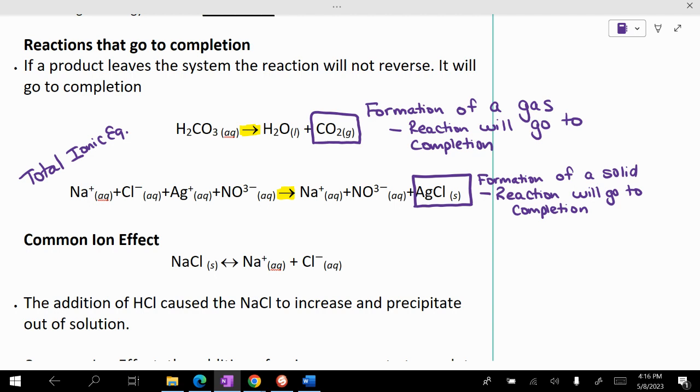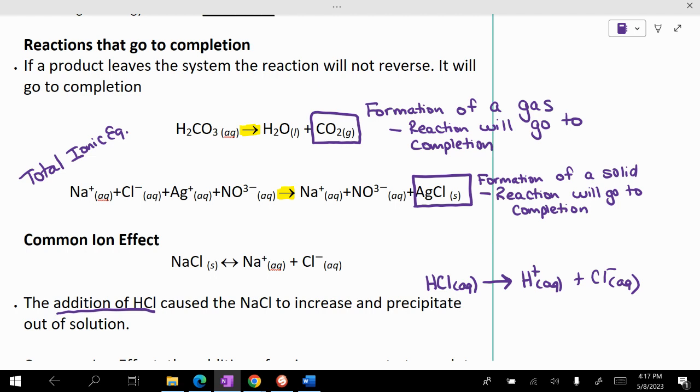In an equilibrium system, we can also have what's called the common ion effect. And so the common ion effect, we're going to show you with sodium chloride ionizing, forming sodium ions and chloride ions. If we add hydrochloric acid, what I'm actually adding to the system are hydrogen ions and chloride anions.